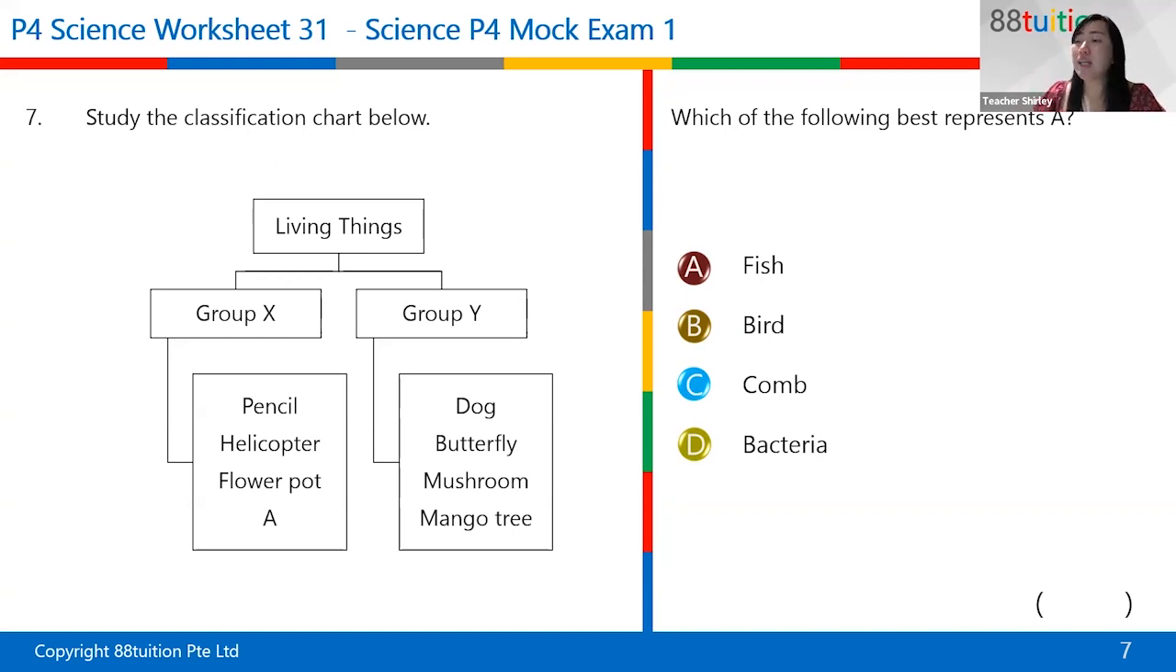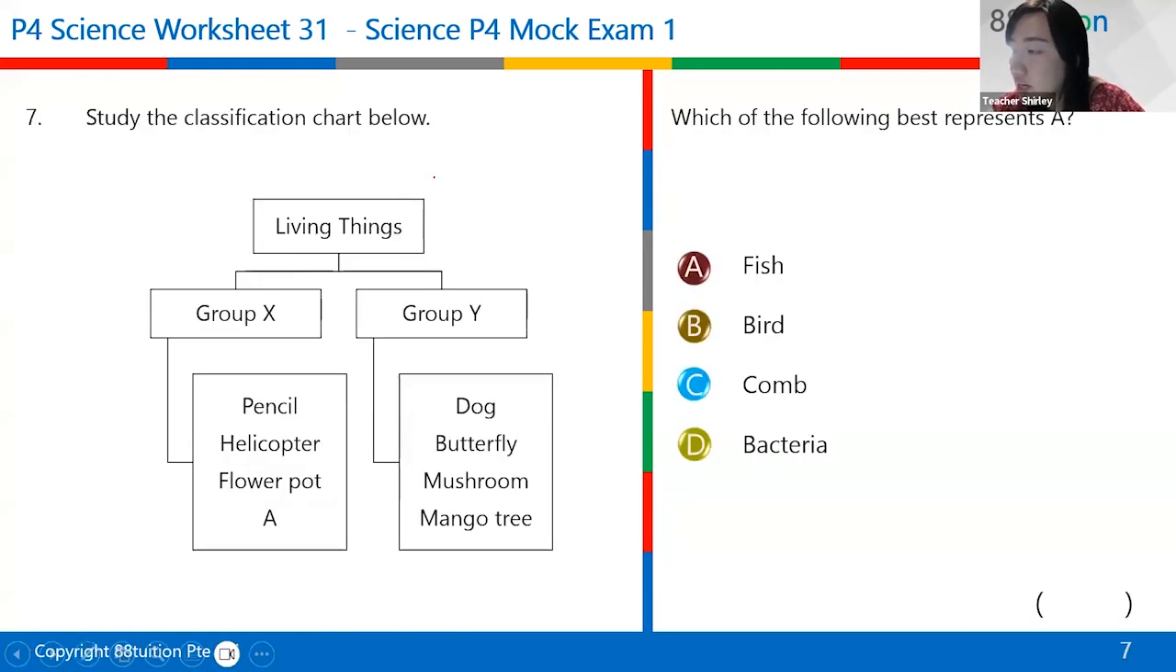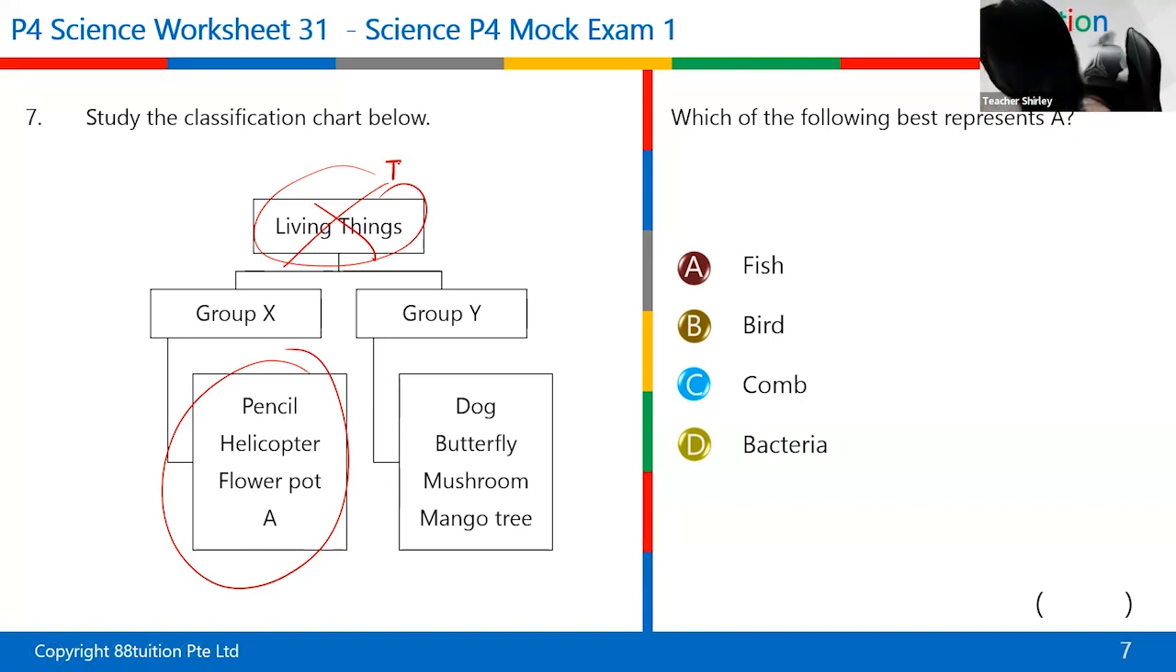Okay. Now, if you look at the classification chart here, you realize that the objects under group X are all... actually, this one is not a good question, you know why? The heading should not be living things. You get what I mean? Because it says living things and then these are not living things. So this classification is wrong. We should change the heading to things instead of living things. Okay? So I just spotted a mistake. Sometimes it's the typist, right?